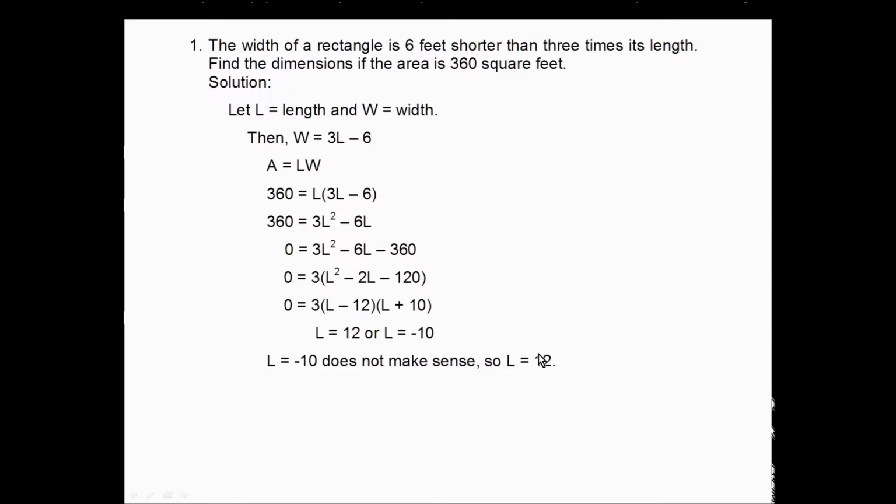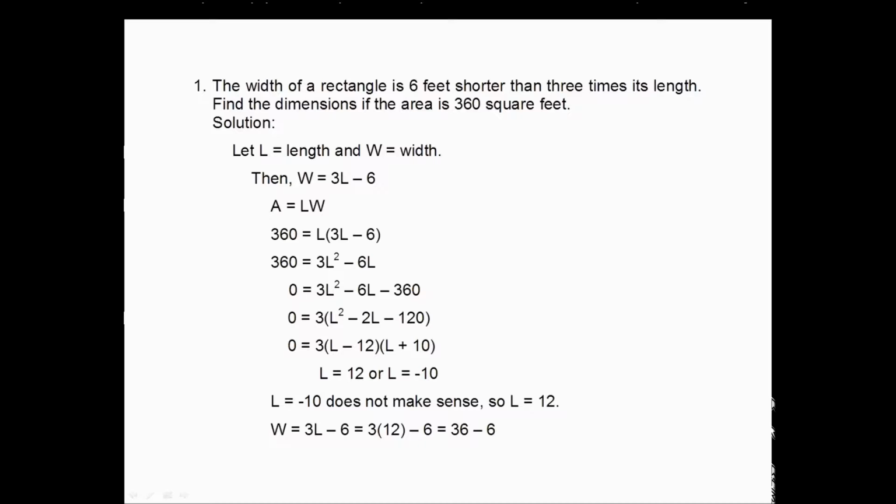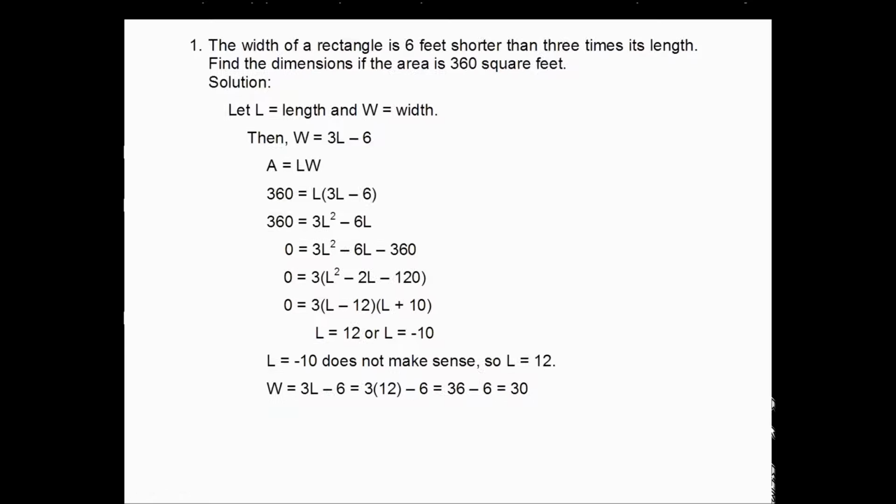To get the width, go back up here. So W is going to be 3L minus 6. So 3 times 12 minus 6. 36 minus 6, it's 30. So the length is 12 feet, the width is 30 feet.